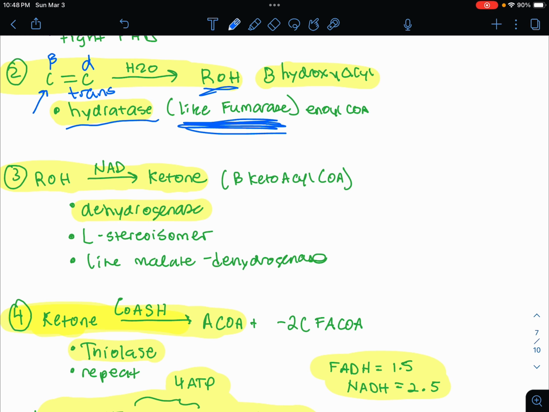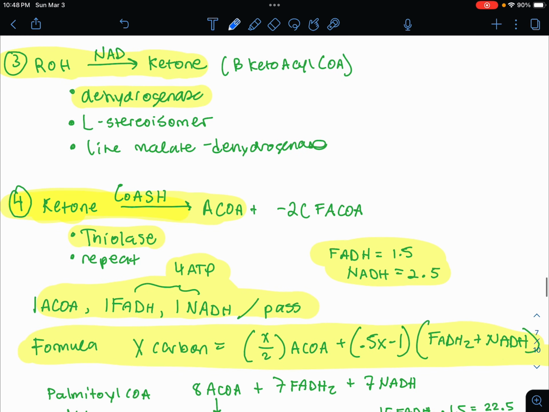And let me see if we need anything else here. No. Okay, let's go to step 3 then. Step 3 is another dehydration. We're going to be taking that hydroxyacyl-CoA that we made, which is an alcohol.